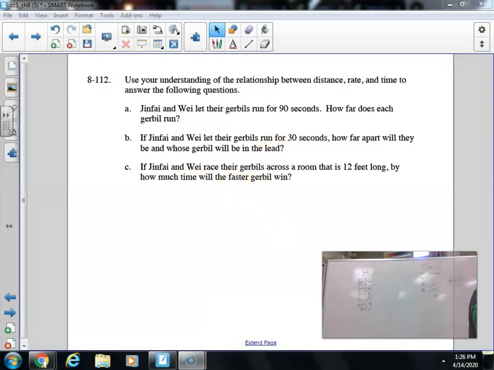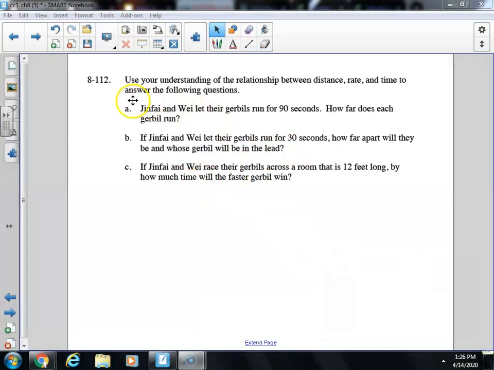All right, so we're going to go ahead and skip ahead a little bit to question 112. We're still going to use information about Gen 5 and Wade that we used earlier in today's lesson, so don't go ahead and get rid of that quite yet. It says, use your understanding of the relationship between distance, rate, and time to answer the following questions. Letter A, Gen 5 and Wade let their gerbils run for 90 seconds. How far does each gerbil run? And then B says, if Gen 5 and Wade let their gerbils run for 30 seconds, how far apart will they be and whose gerbil will be in the lead?